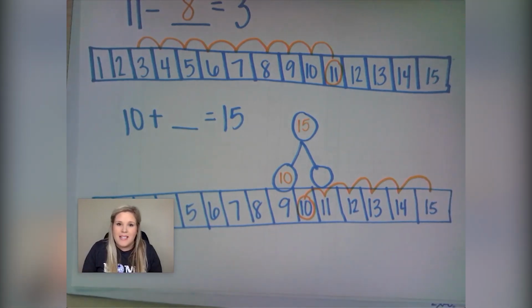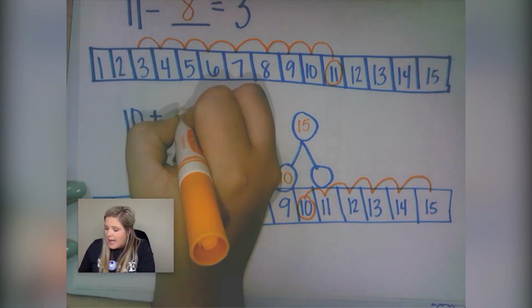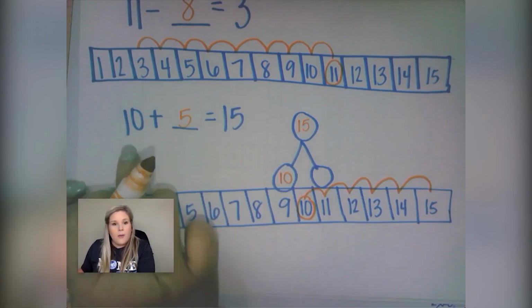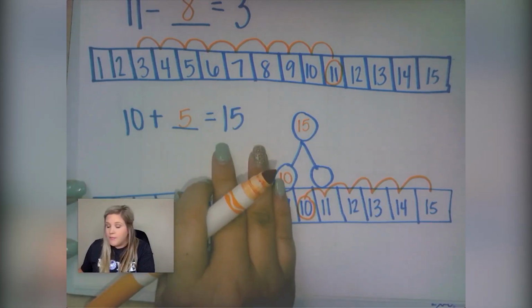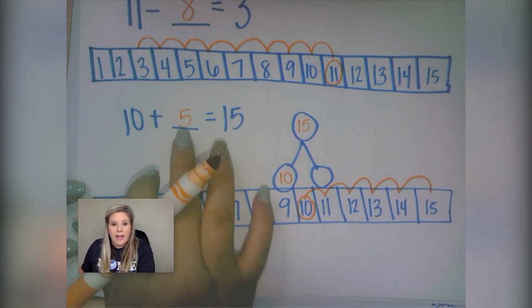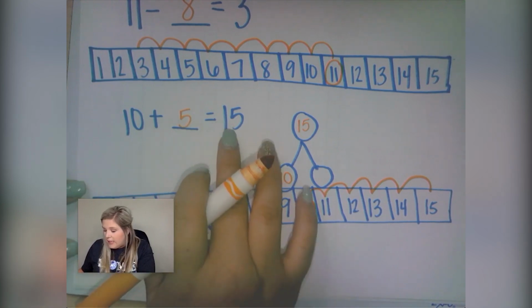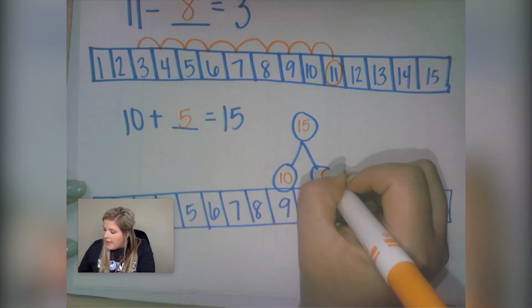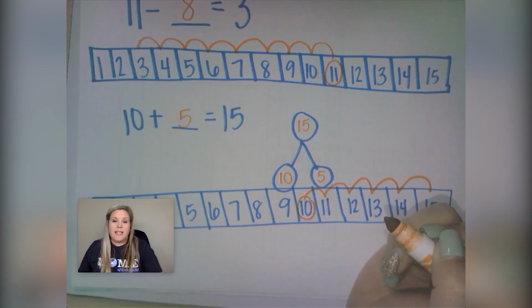How many hops did it take to go from 10 to 15? 5. Were you right? Excellent job. I want you to give yourself a pat on the back. And remember, we do that because we are so smart. I'm going to add the number 5 into our equation to make it true. 10 plus 5 equals 15. And I'm also going to add it to our number bond to complete our number bond.